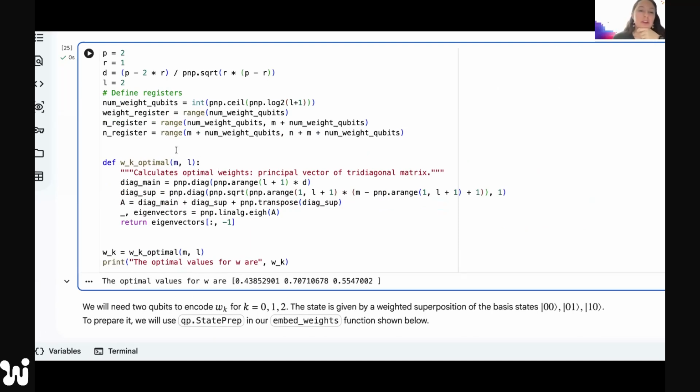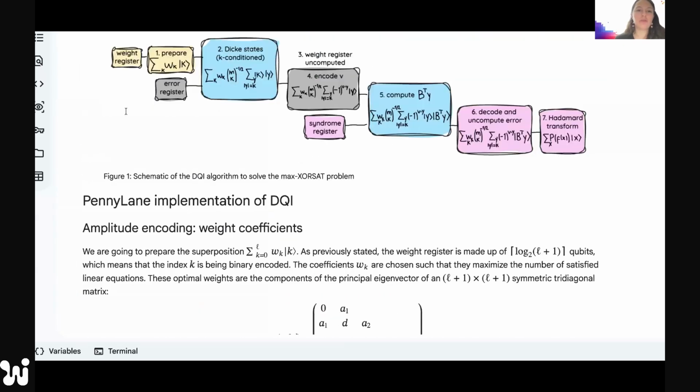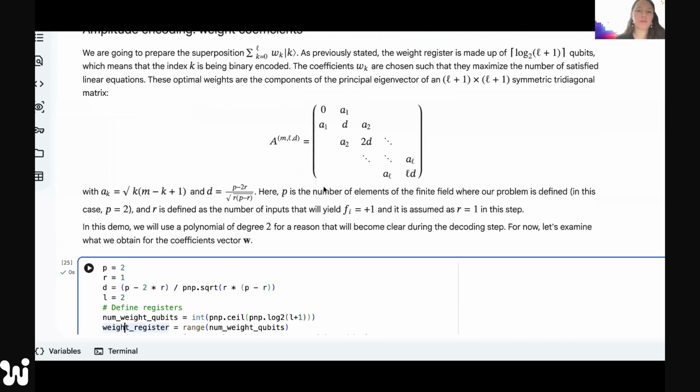The first section here, we are calculating these weights. So these weights, this is some math to calculate them, but you're going to see that you don't have information here about the problem. You have some registers. These are the registers that you're going to use here, just different parts of the problem.